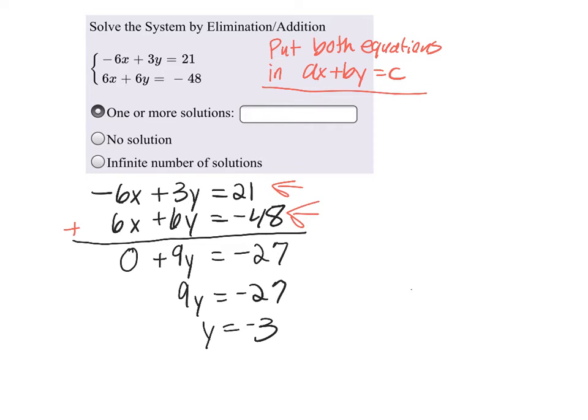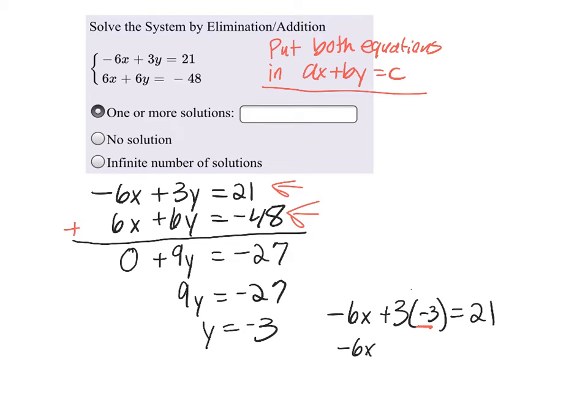It does not matter which one you decide to use. I usually just grab the first one and use it, unless there's some reason why I would prefer to use the second. In this case, it won't make any difference. So we back substitute y equals negative 3. I plugged it in right here, okay?